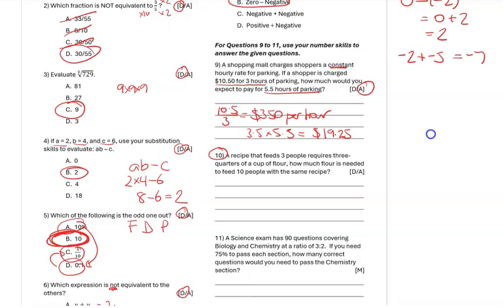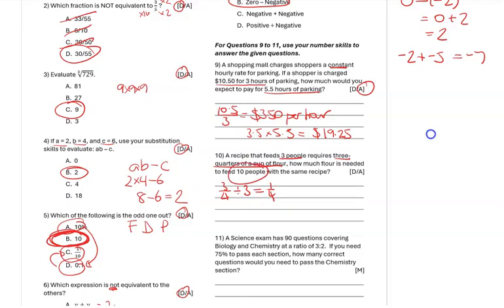So question number 10, a recipe that feeds 3 people requires 3/4 of a cup. So 3 people means 3/4 of a cup of flour. How much flour is needed for 10 people? So what we need to do is figure out, per person, how much flour they need. So it's 3/4, and we need to divide that by 3. And if you do that on the calculator or with a bit of mental math, you're going to get 1/4. And it makes sense, 1/4 plus 1/4 plus 1/4 is 3/4. So 1/4 of a cup per person.